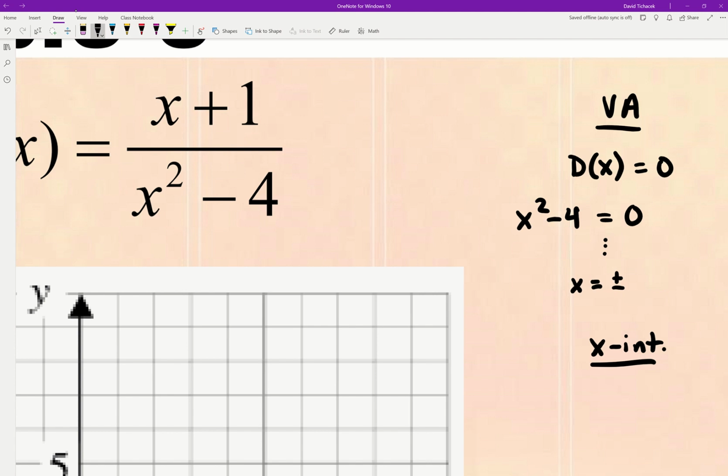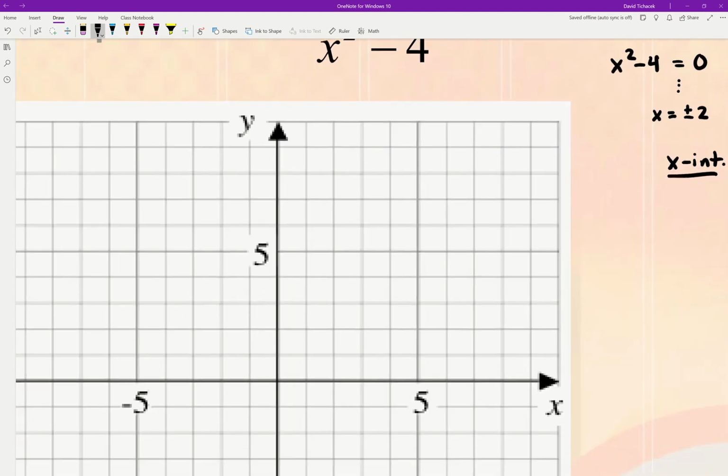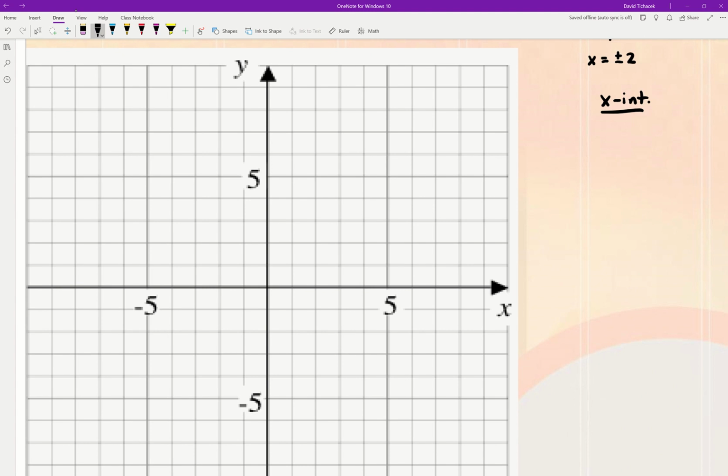So I'll just share with you here that x is going to equal positive or negative 2 if you solve that equation, and that's going to tell us that we have those two vertical asymptotes here. So we have one at positive 2, which I'll just go ahead and dash in really quickly. And then we have one here, of course, at negative 2, which I will also dash in really quick.